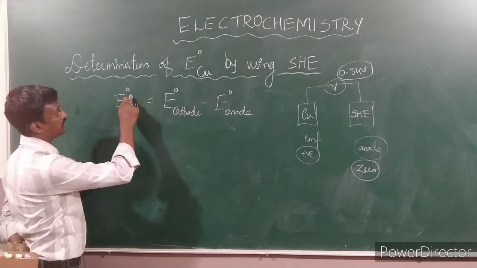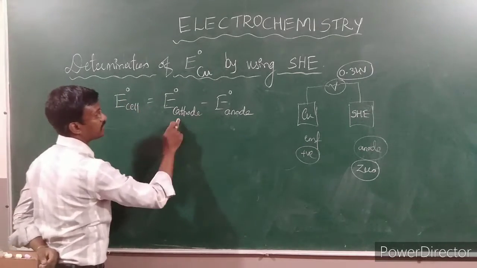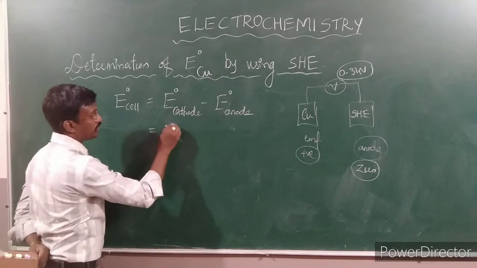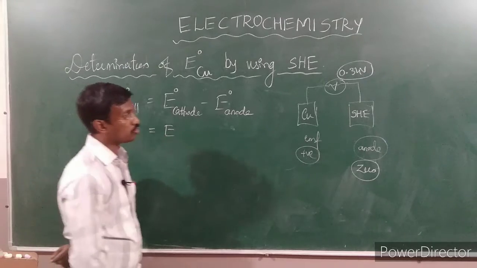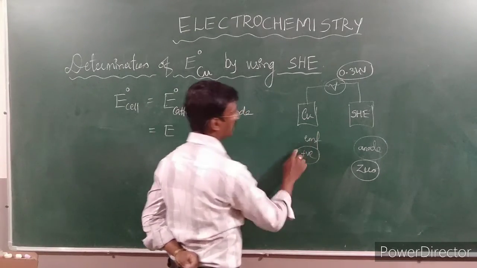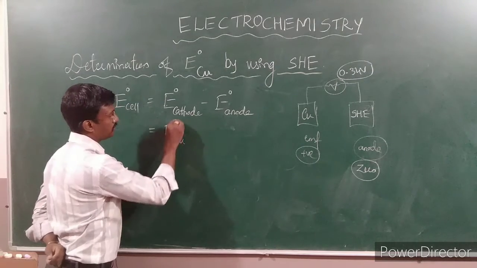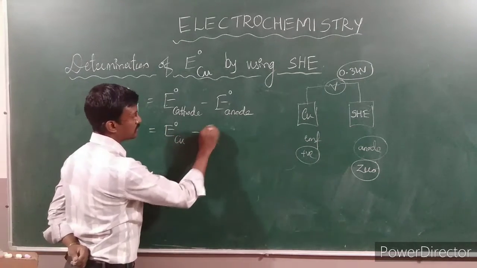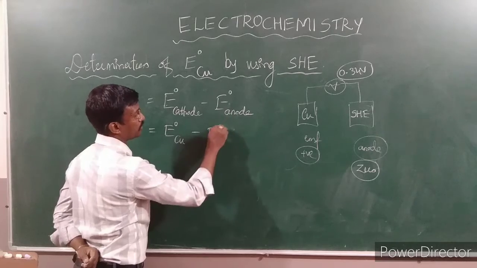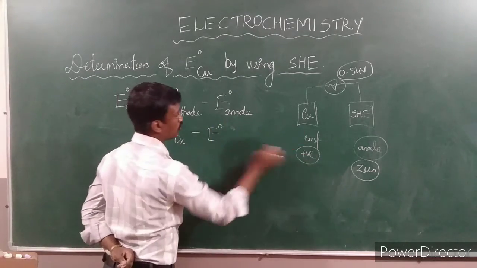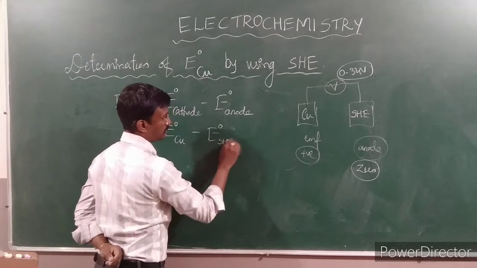Let's see here. The standard electrode potential can be calculated as the difference of cathode minus anode. Here, the electrode potential at the cathode: which one is present at the cathode? Copper is present. So it is the electrode potential of copper minus the electrode potential of the anode. Here, the anode is nothing but what? It is the SHE. At the anode, we connected the SHE.